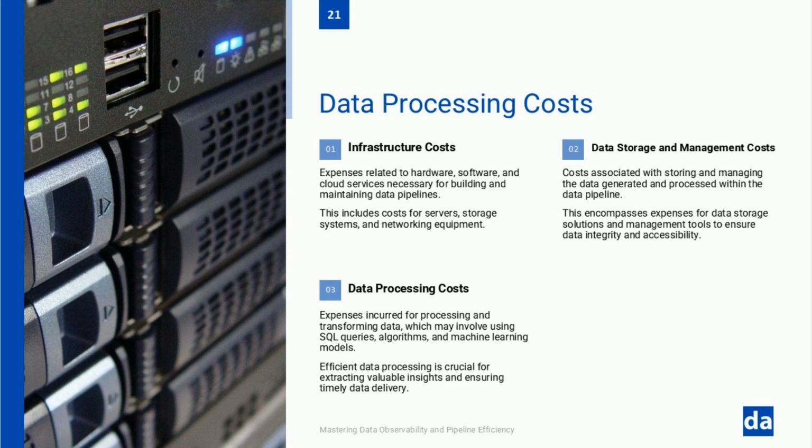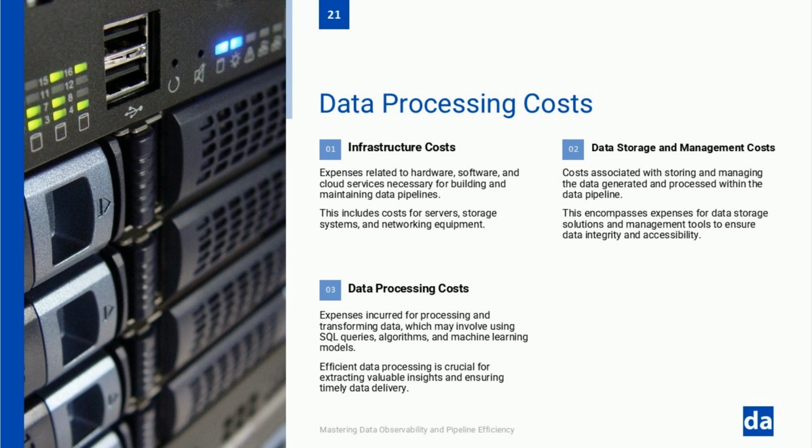2. Data storage and management costs. This includes the costs of storing and managing data generated within the pipeline. Examples: cloud storage solutions and management tools. To calculate, the cost formula: storage cost = storage space used in GB times price per GB, plus management tool licensing fees. Regular audits can help identify underutilized storage to reduce expenses.